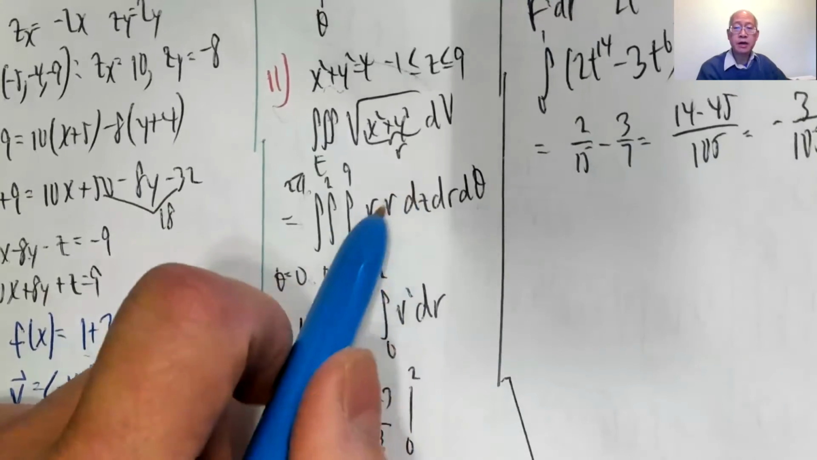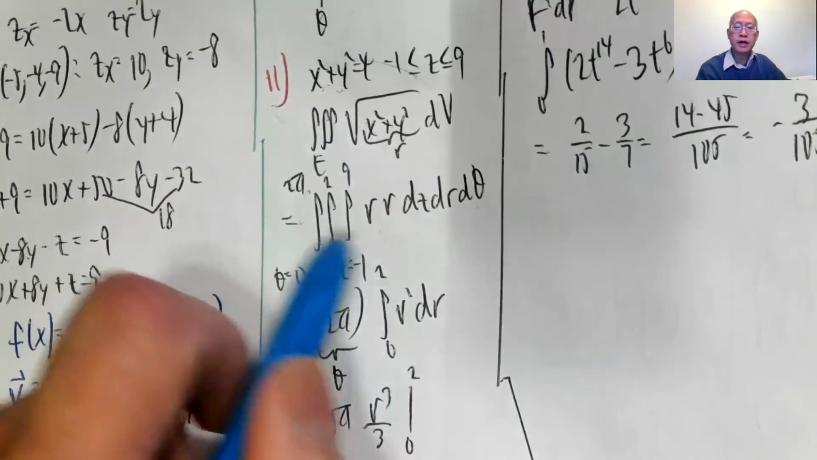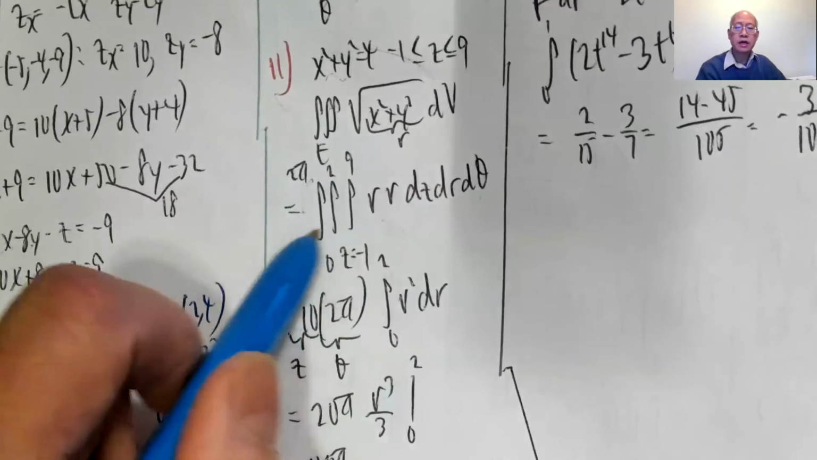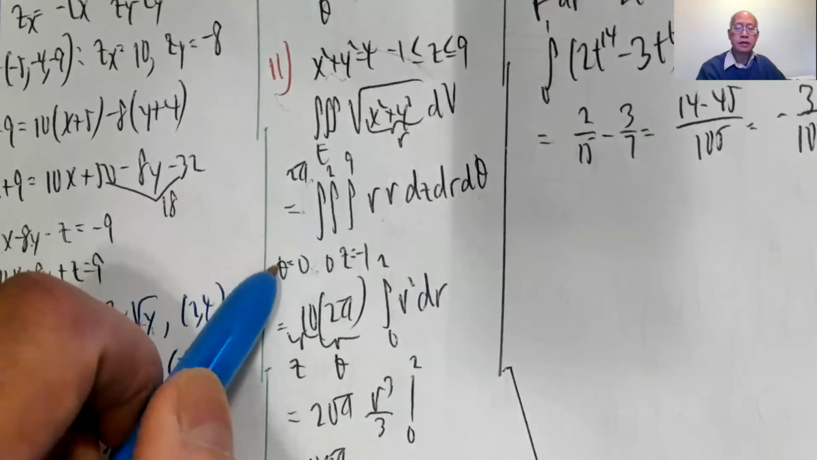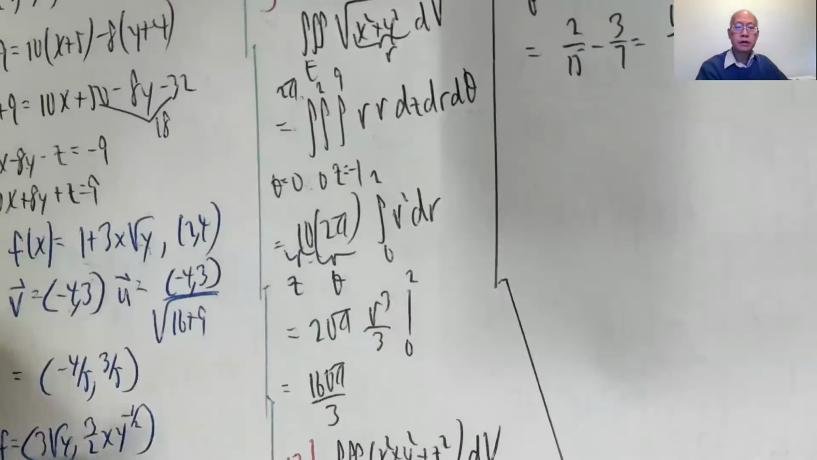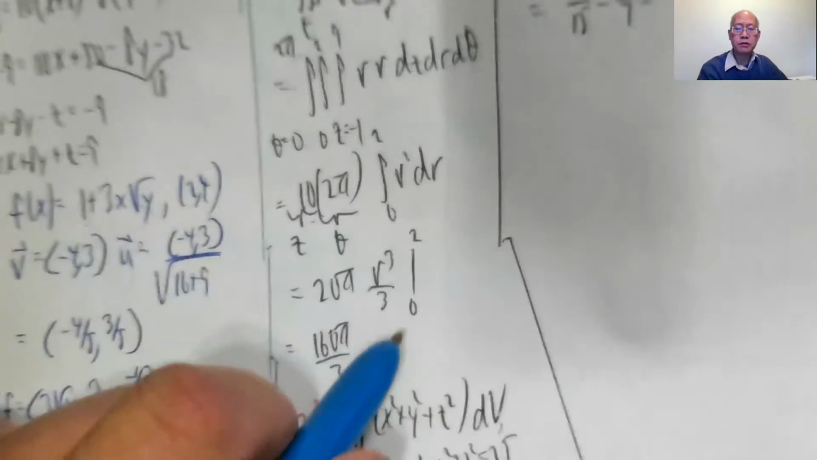This expression does not depend on z or theta, so take out the length of their intervals. The length of the z interval is 10, and the length of the theta interval is 2 pi. The integral of r is r squared. Integrate. So 20 pi r cubed over 3 from 0 to 2.